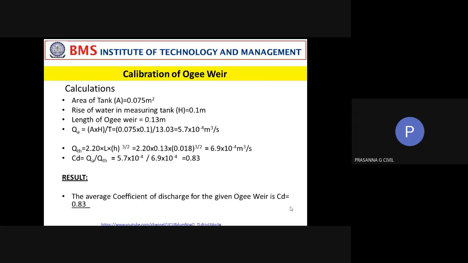Q theoretical is 2.2 into L into H raised to 3 by 2, where L is the length of the Ogilvy, 0.13 meters, and H is the head over the weir, so 0.018 as from the tabular column, and calculated as 6.9 into 10 raised to minus 4 meter cube per second. The CD value is calculated as Q actual divided by Q theoretical, and in this case it works out to be 0.83. So if you have 4 readings of this, you can take the average of all the 4 and the result will be given as the average coefficient of discharge of the Ogilvy.